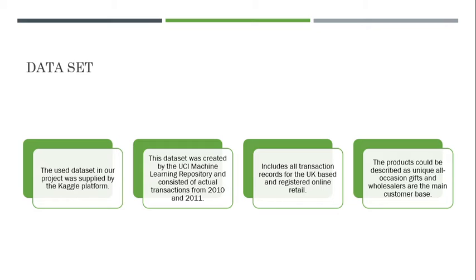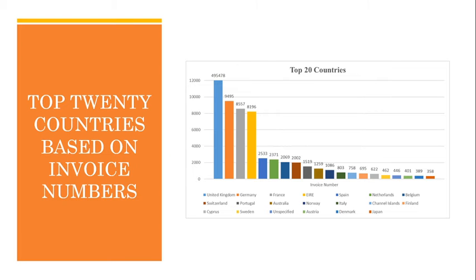This dataset includes all of the actual transactions from 2010 and 2011 from a UK-based online retail store. The products this retail store sells could be described as unique all-occasion gifts. Wholesalers are the main customer base. Here we can obtain the customer base by country.